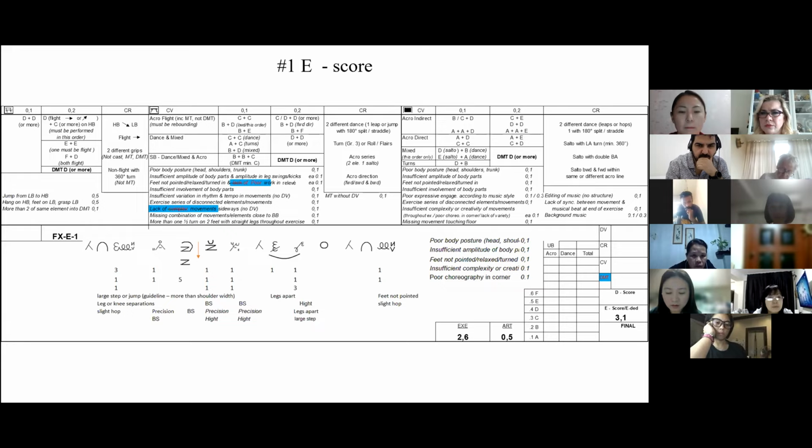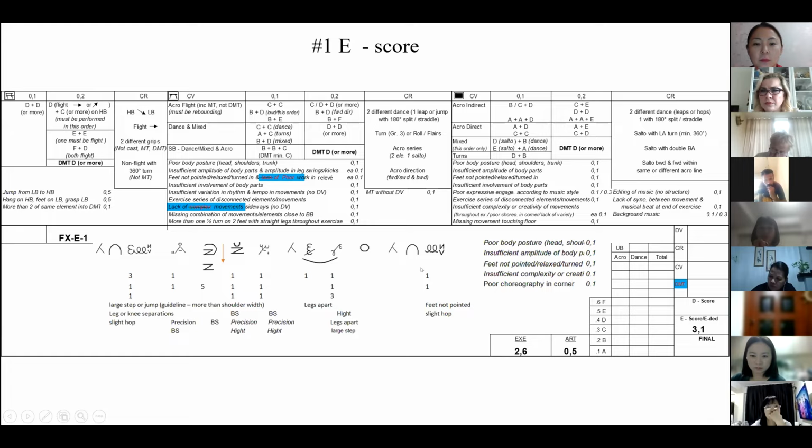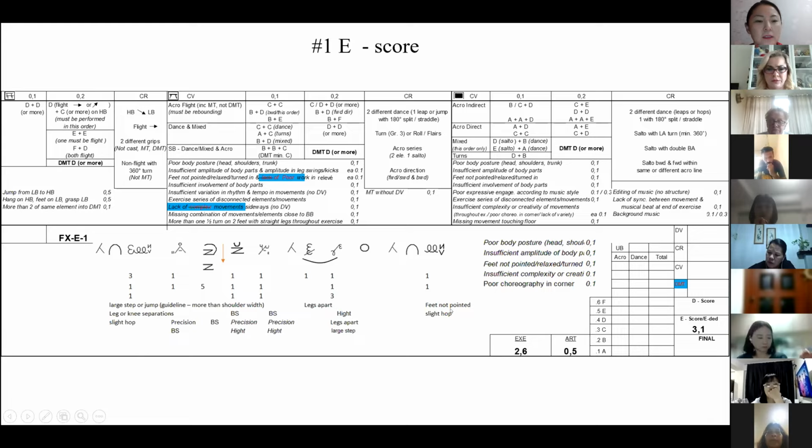Second acro line: 1 for legs apart, 1 for height and large step, again legs apart. Last acro line, double pike, feet not pointed and slight hop.